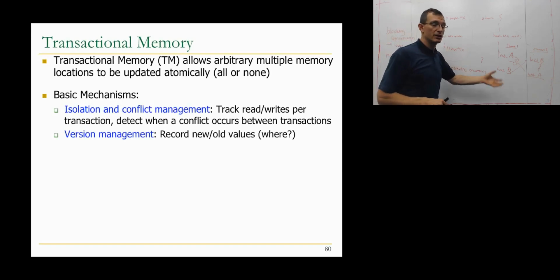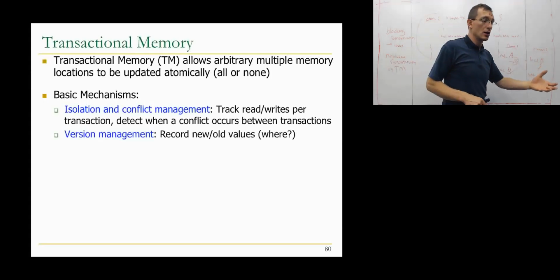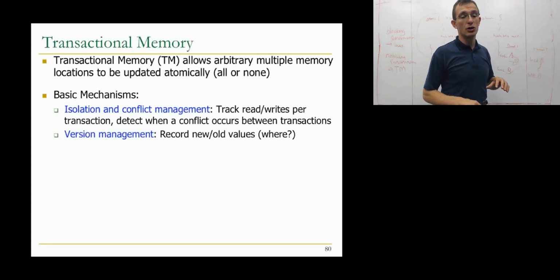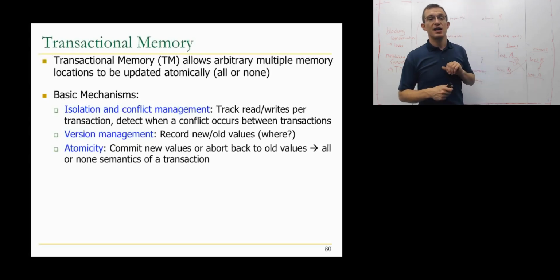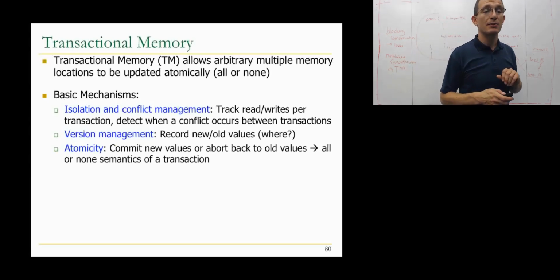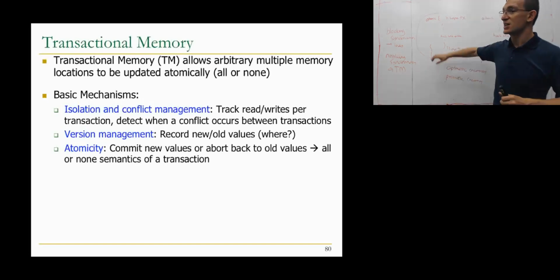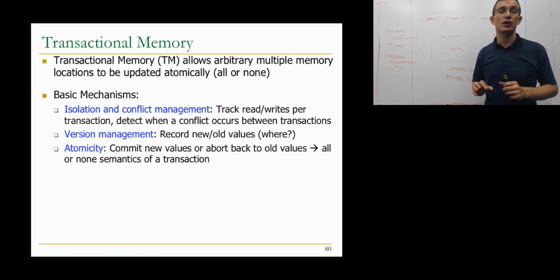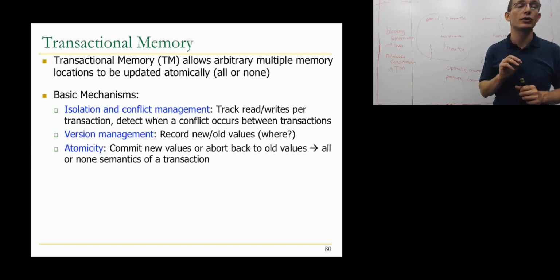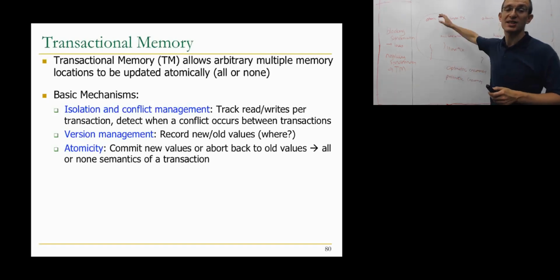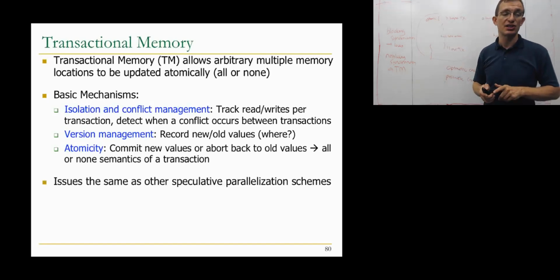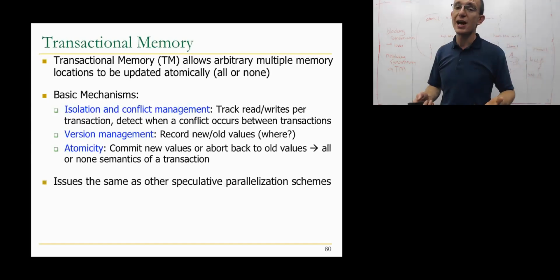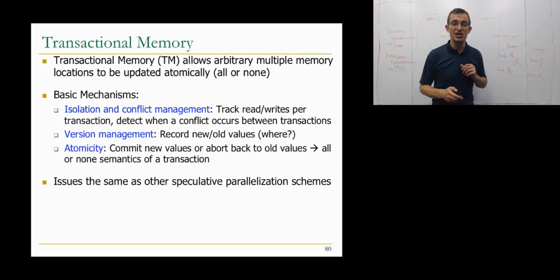You could record the new values in a log or in a buffer, right? Okay, and atomicity is another mechanism that needs to be provided. Basically, transactional memory provides a mechanism for committing new values or aborting back to old values. You have all or none semantics in a transaction, and that's what's really important, just like speculative lock elision as we discussed earlier. So the issues are actually the same as other speculative parallelization schemes.